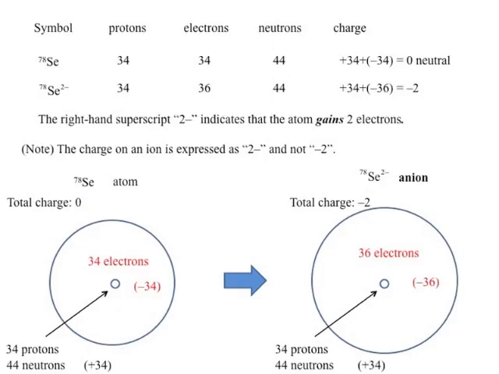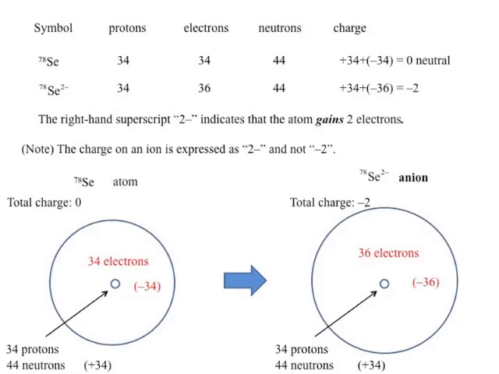Now let's take a look at how anions are created. Selenium-78: how many protons, electrons, and neutrons are present? There are 34 protons, and the same number of electrons, 34. The number of neutrons is equal to the mass number minus the number of protons, which is 44. Again, because you have the same number of electrons and protons in the atom, the atom is a neutral object.